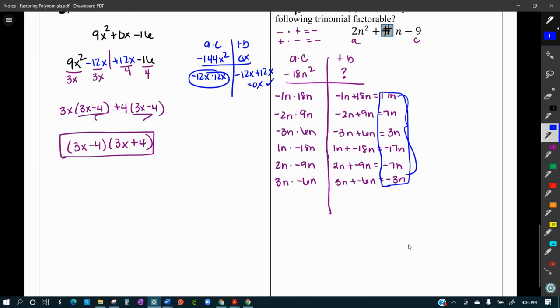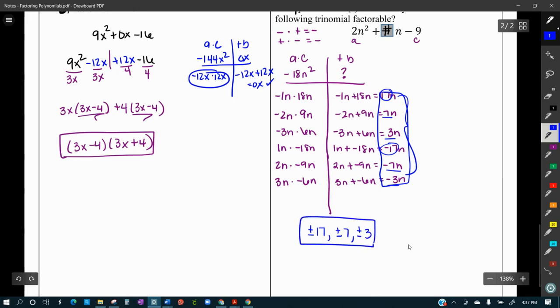So you have lots of values. Basically, I have a positive 17 and a negative 17. So I can combine that as positive or negative 17. I have a positive 7 and a negative 7. So positive or negative 7. 3 and negative 3. So positive or negative 3. These are all values of b that could work. So there's actually 6 values that you could enter in for b to make this trinomial factorable. Anything else will result in a prime trinomial, so something that does not factor.